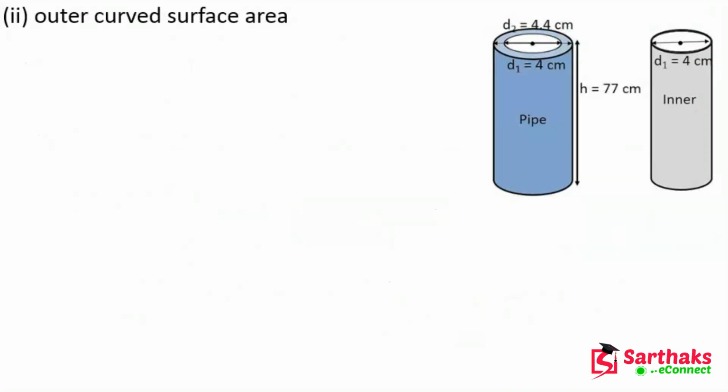Now let's see the second part. Now outer curved surface area. What is outer curved surface area? For finding the outer curved surface area, we have to take the diameter of 4.4 centimeter. We have to find this area. So now let's find that.